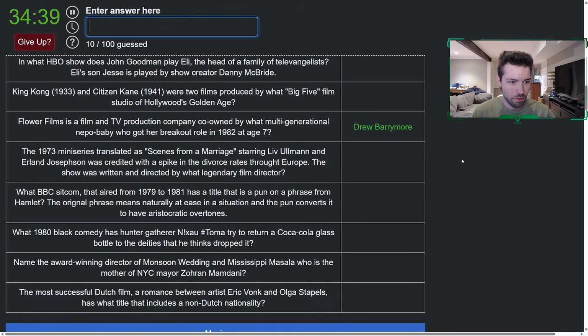The 1973 miniseries, translated as Scenes from a Marriage, starring Liv Ullmann and Erland Josephson, was credited with the spike in the divorce rates throughout Europe. The show was written and directed by what legendary film director? Bergman. Okay, sure. Oh my God, wait. That wasn't even who I thought it was. I thought it was Ingmar, and it was Ingrid. That's even worse. I was just like, I'm going to guess a legendary film person from Europe, but that's okay.